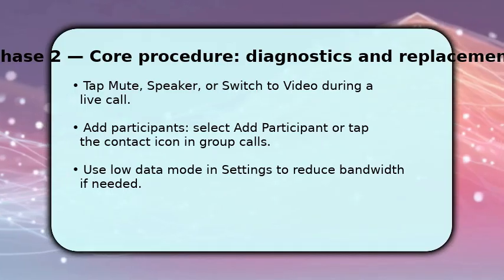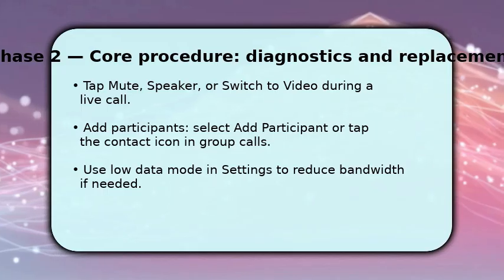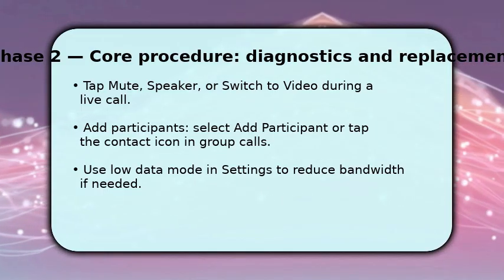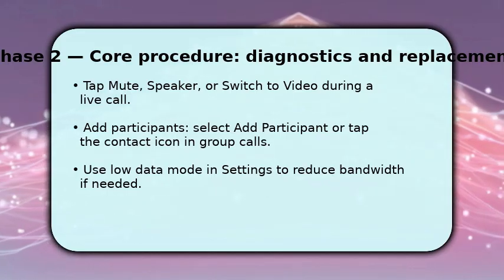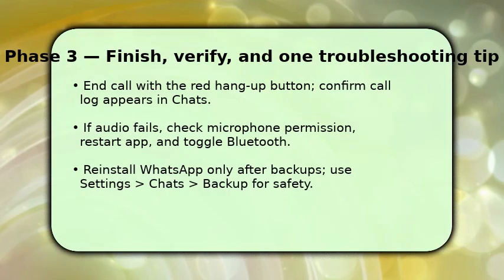To bring more people in, tap Add Participant and select Contacts. WhatsApp shows who's available. If your connection is weak, enable low data mode in WhatsApp settings to stabilize. To finish, tap the red Hang Up button. The call will appear in your chat log with duration.